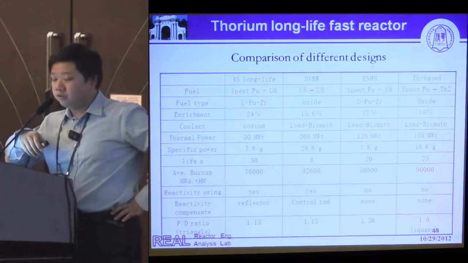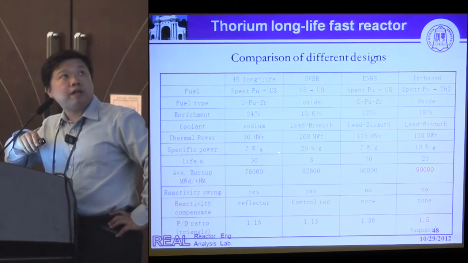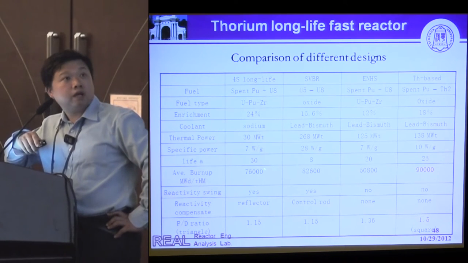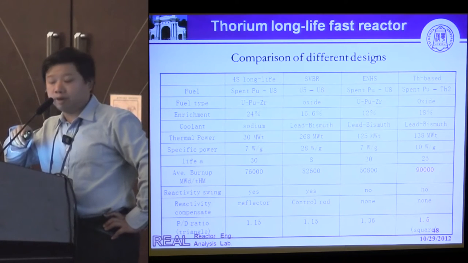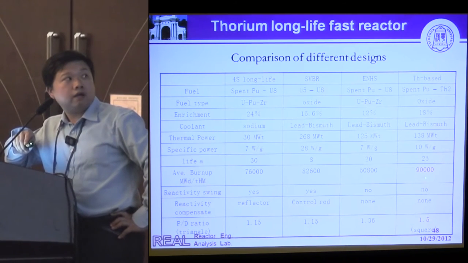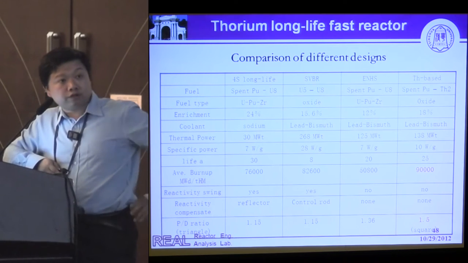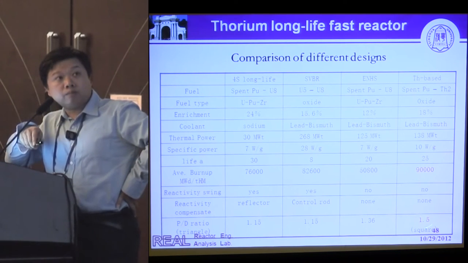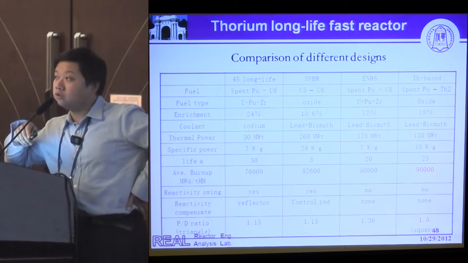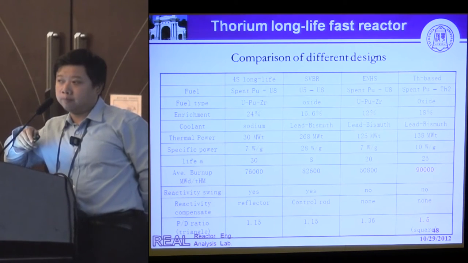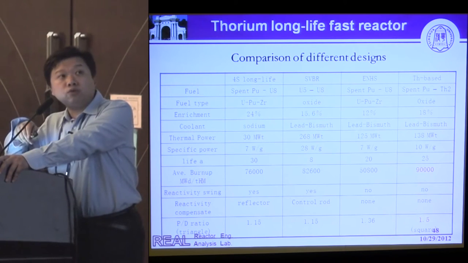And this table shows the main parameters compared to other long life core designs. We can find that in the thorium-based reactors, we can get high burn up, and it has a high P utilization, which will benefit the thermal hydraulics. And we get these advantages because of the thorium fuel. We use thorium fuel so we can get some benefit from the uranium-233.